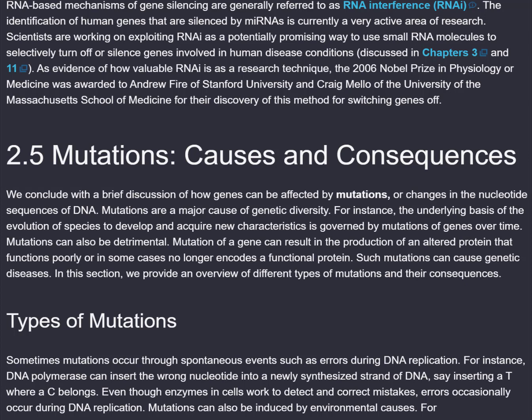RNA-based mechanisms of gene silencing are generally referred to as RNA interference, RNAi. The identification of human genes that are silenced by miRNAs is currently a very active area of research. Scientists are working on exploiting RNAi as a potentially promising way to use small RNA molecules to selectively turn off or silence genes involved in human disease conditions, discussed in chapters 3 and 11. As evidence of how valuable RNAi is as a research technique, the 2006 Nobel Prize in Physiology or Medicine was awarded to Andrew Fire of Stanford University and Craig Mello of the University of Massachusetts School of Medicine for their discovery of this method for switching genes off.